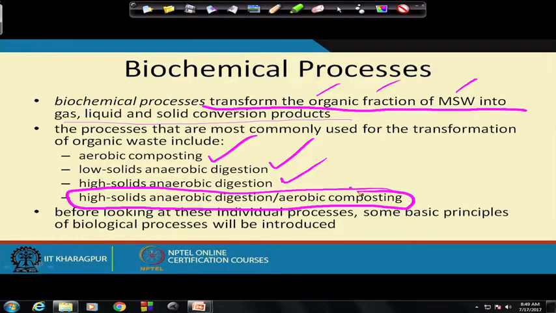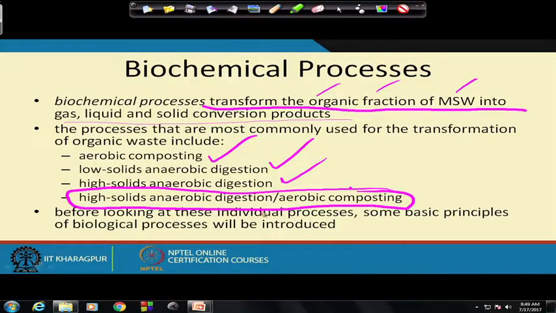So, that's where this biochemical process comes into the picture, where you can use these different techniques, and one of the techniques used is high solids anaerobic digestion followed by aerobic composting. So, here what we are saying is you take this food waste, which is high solids, and then you do the anaerobic digestion, you produce methane, and you use that methane as an energy source, and then whatever sludge is left, you mix it with some other waste stream, and then you do the aerobic composting. So, that is what can be done as well.